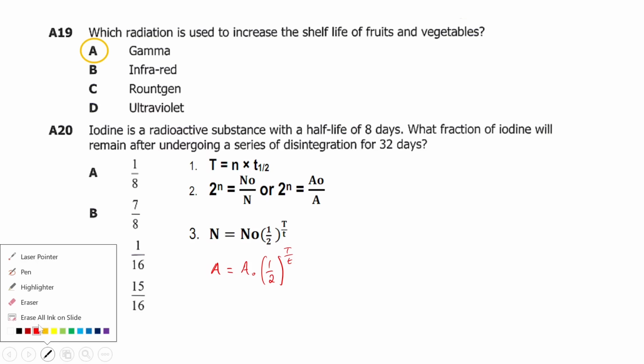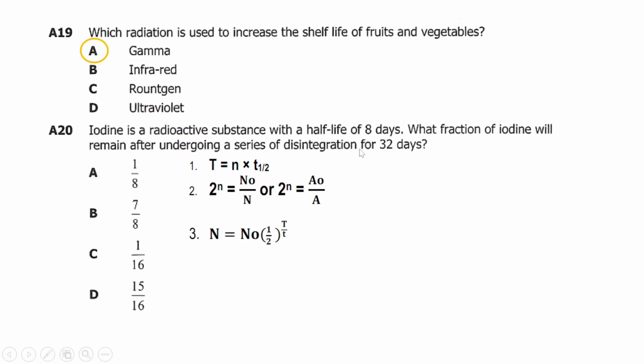Having such information, first of all we need to know what we are provided. We have half-life of 8 days. Then we have 32 days, which is the total time. Then what they're asking us is N, when they say what fraction of iodine will remain after undergoing a series of disintegration. So we'll say question mark. We don't know what will remain here.